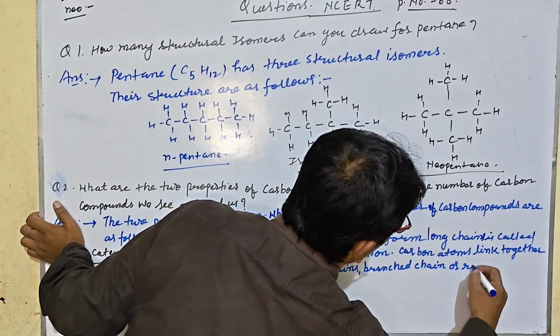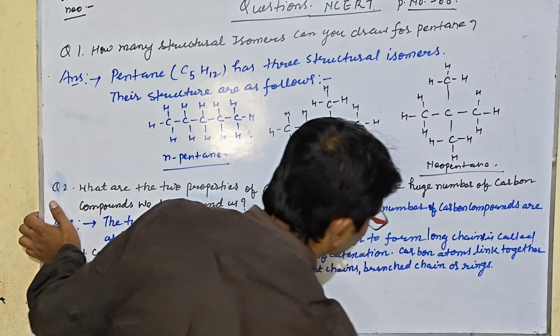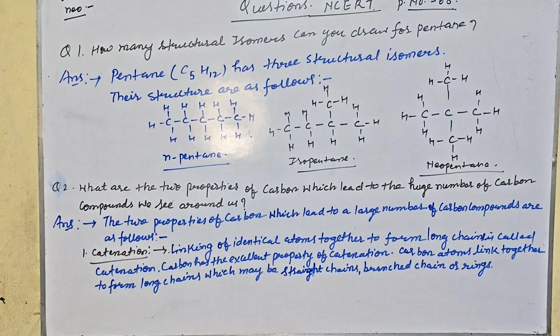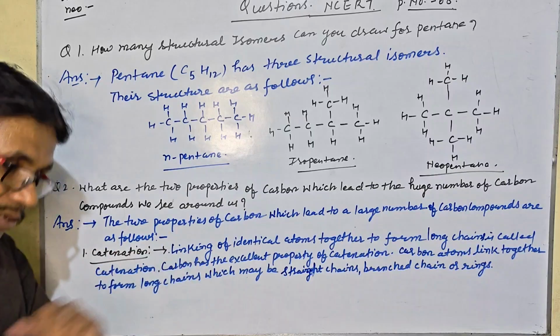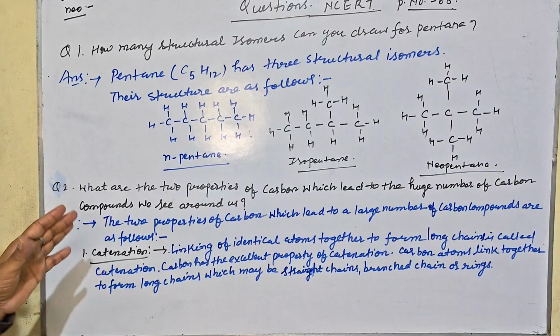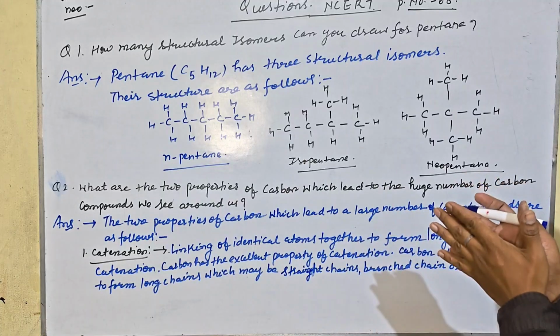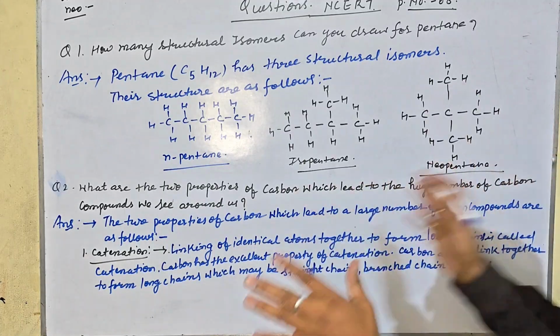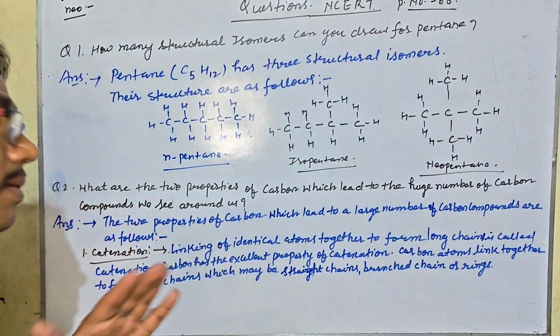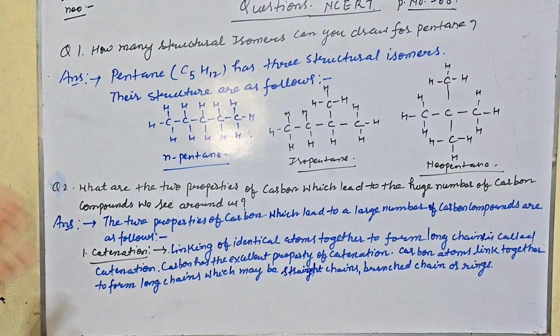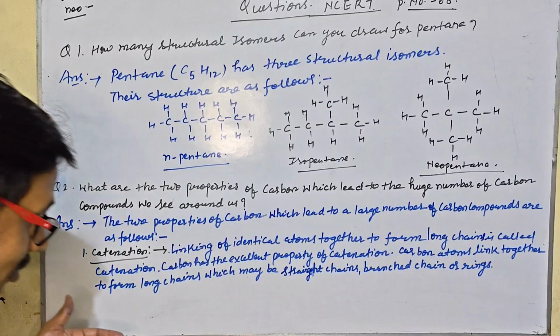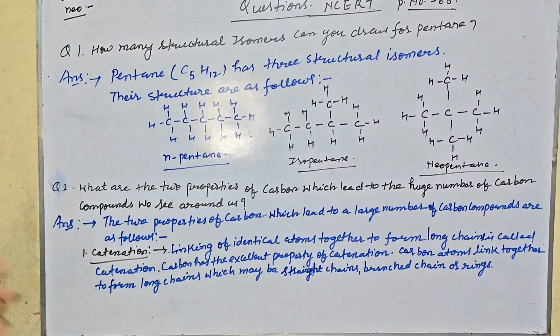So those students who read the branch rings and chains of carbon or go through my video, they understand. They can give the answer in an easy way. So what is catenation? Linking of identical atoms together to form a long chain is called catenation. Carbon has the excellent property of catenation. So carbon atoms link together to form long chains which may be straight, branch chain or ring.